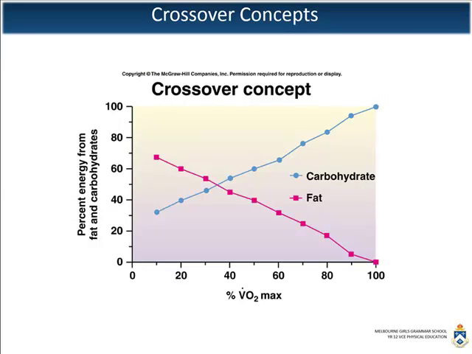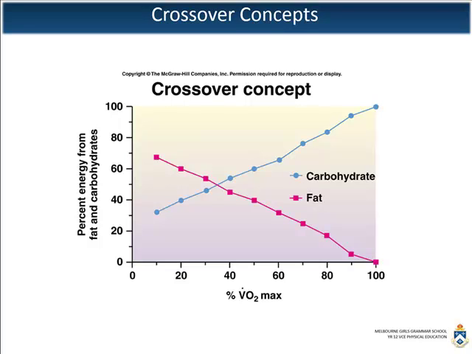Crossover concept, one of my favorite. There are 2 ways we can look at this. The first way we're looking at it, the crossover concept, is a percentage of intensity. So down the bottom on the x-axis, it's a percentage of VO2 max. The higher VO2, remember that means oxygen consumption. So the higher we are in terms of our percentage VO2 max, the harder we're working, the more oxygen we're consuming. On the y-axis, it's a percentage energy contribution from fats and carbohydrates.